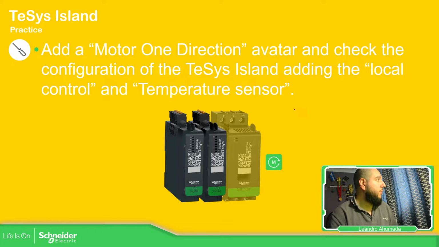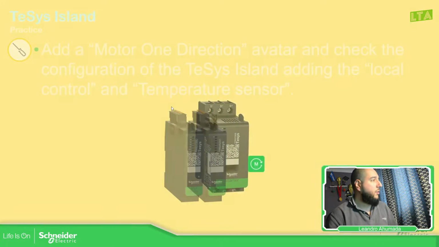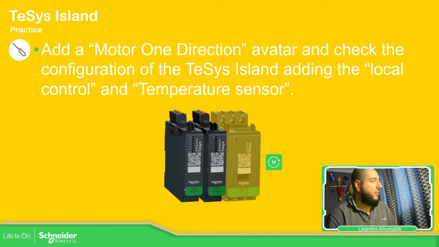Let me see if I forget about something. Add motor one direction and check the configuration and local. Okay, so as I show you, this is what I meant by adding this. It will add different things. It will add the different models.